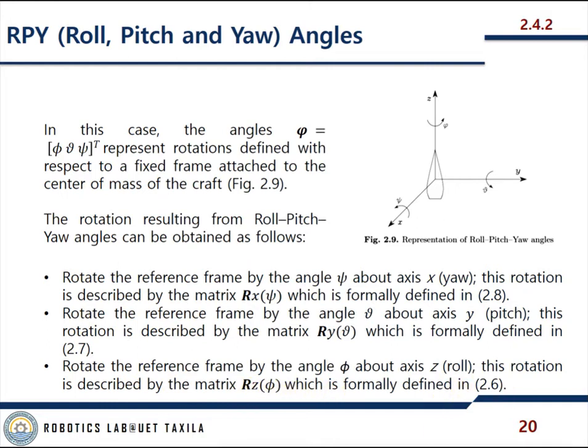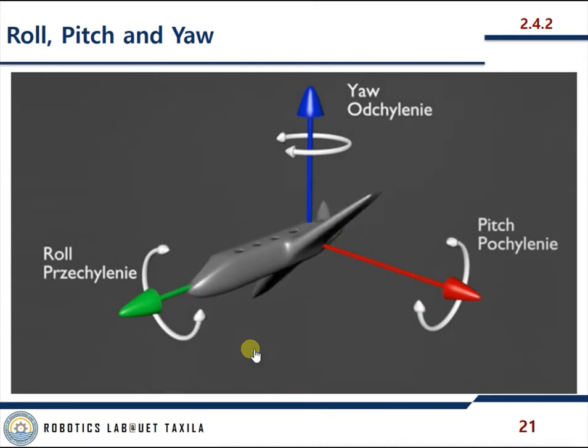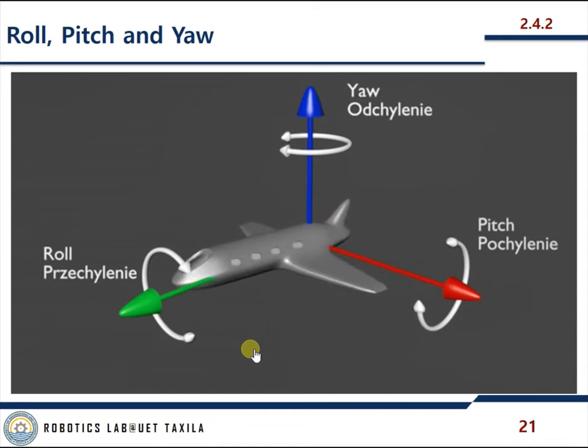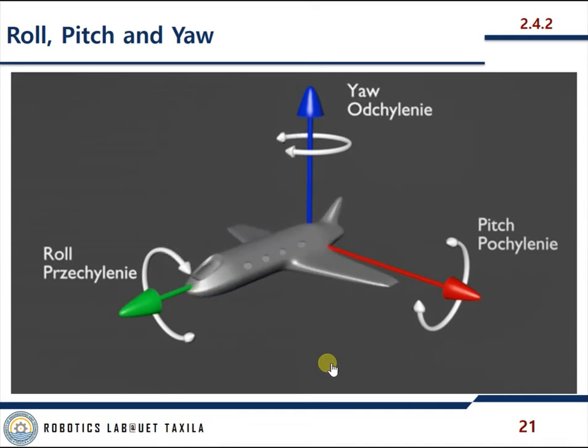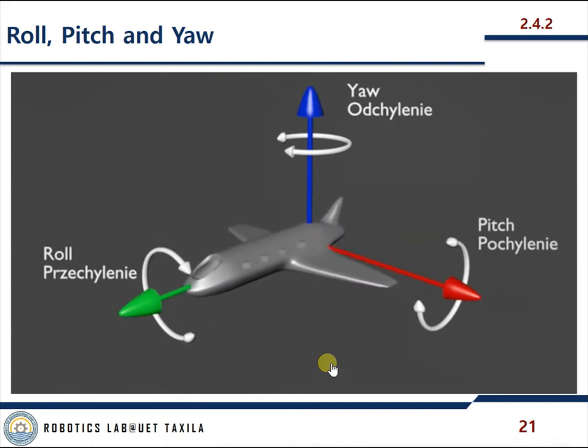Let me show you what roll, pitch and yaw look like. See this aircraft: this is roll, this is yaw, this is pitch. So this motion is pitch, this motion is rolling, and this motion is yaw. Again, pitch, rolling and yaw.